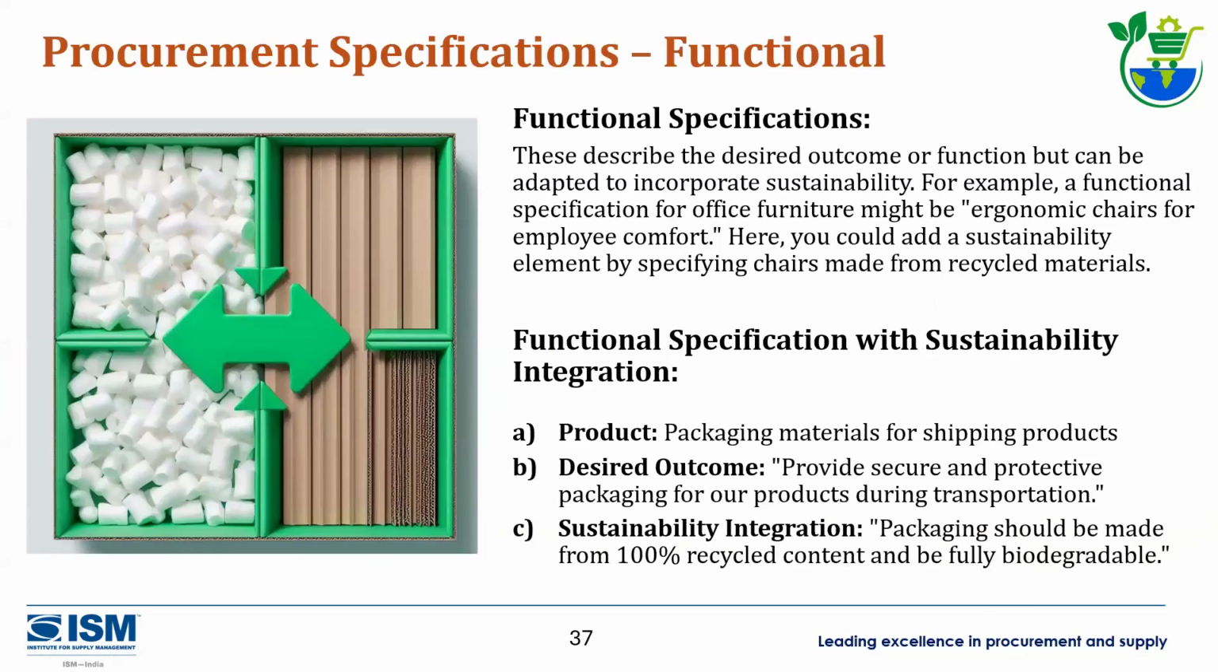Now comes functional procurement specification. In the very first, we spoke about, what was the first that we spoke? Performance specification. Now we're talking about functional specification. What is functional specification? They describe the desired outcome or function, but can be adapted to incorporate sustainability. For example, a functional specification of office furniture might be an ergonomic chair for employee comfort. Here, you could add a sustainability element by specifying chairs made from recycled material.